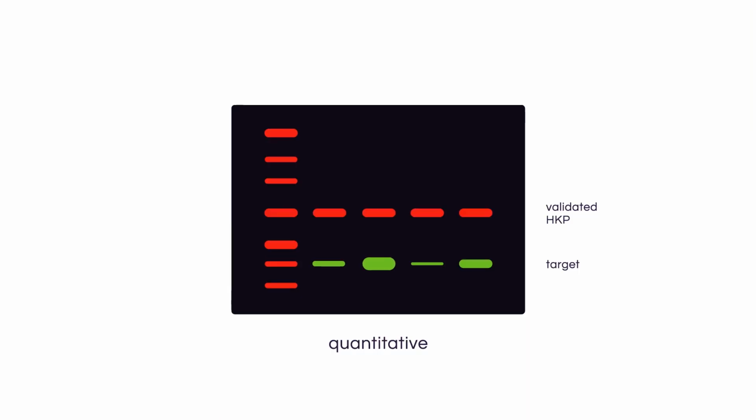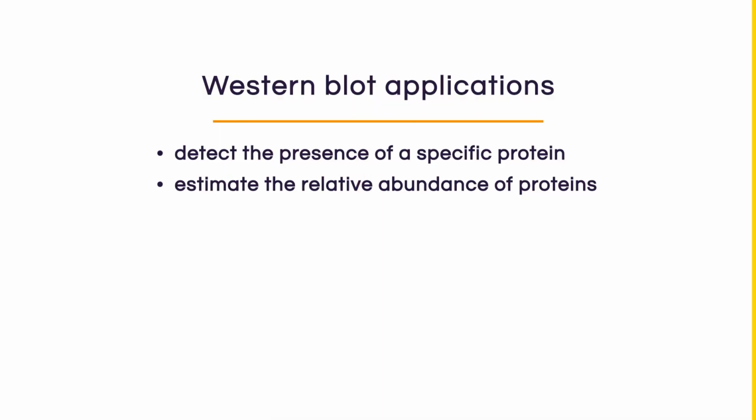But advancements in the technique, such as the use of a validated internal loading control for normalization, now allow that technique to actually be quantitative, presuming that you have planned, you have executed, and you have taken your time to optimize that protocol very carefully. So then again, if we do all those things, your Western blot can be used to allow you to estimate the relative abundance of proteins in those samples.